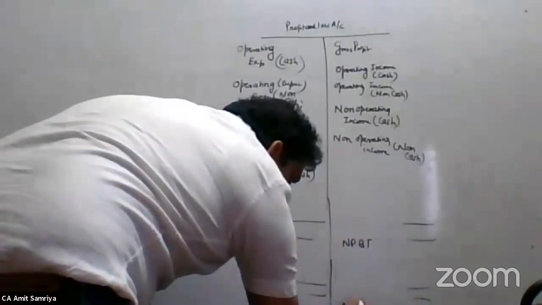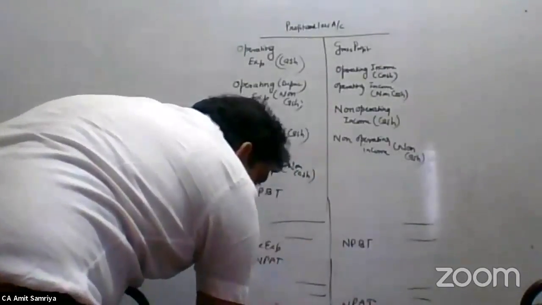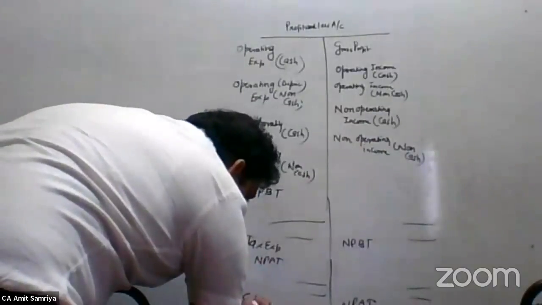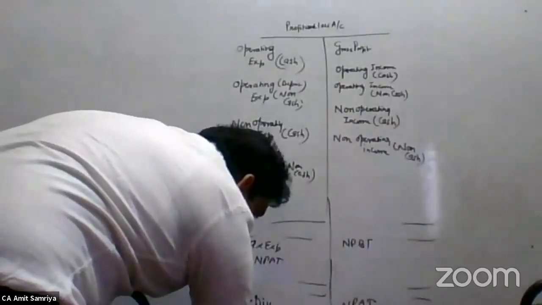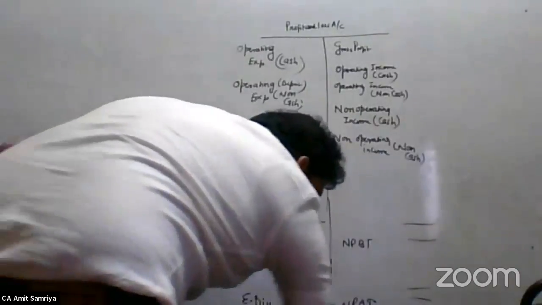And in net profit after tax, dividend, equity dividend, preference dividend, reserves, carried down balance.